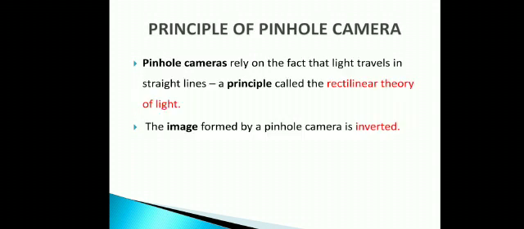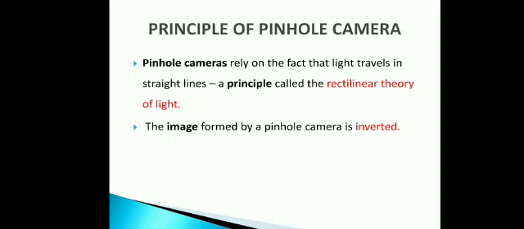The principle of pinhole camera. See, these pinhole cameras rely on the fact that light travels in a straight line. That is the principle called the rectilinear theory of light, which we already discussed in earlier classes. That is the rectilinear propagation of light. So light travels in a straight line. Based on this principle only, pinhole cameras work.